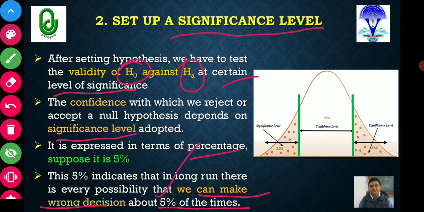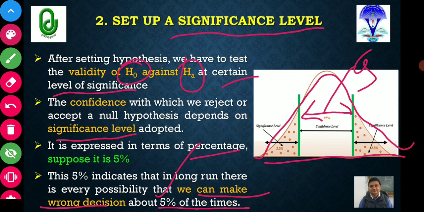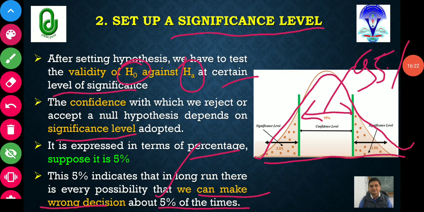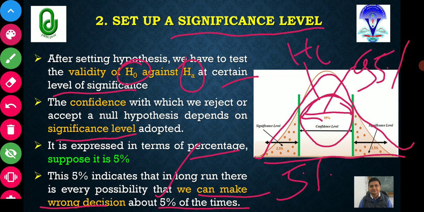Here you can see this is the normal distribution curve, and here we have set the confidence level of 95%. That means the level of significance is only 5%. 5% is the level of significance. That means whatever measurement you are taking, if it falls within this 95% region, then we will be accepting the null hypothesis.